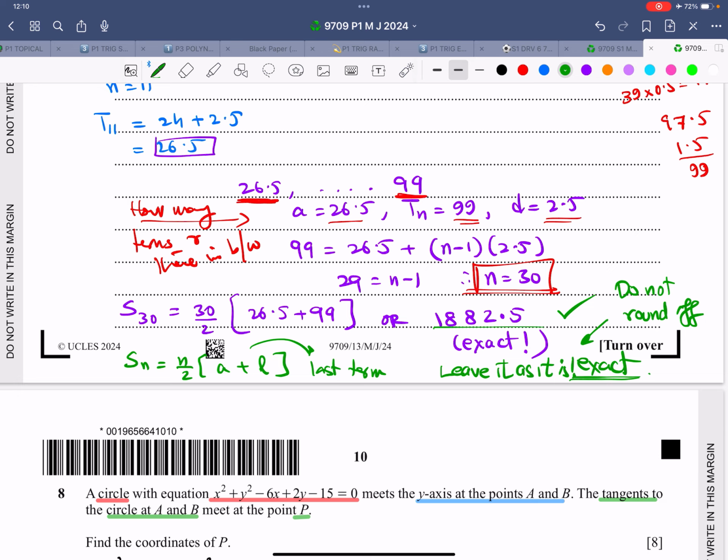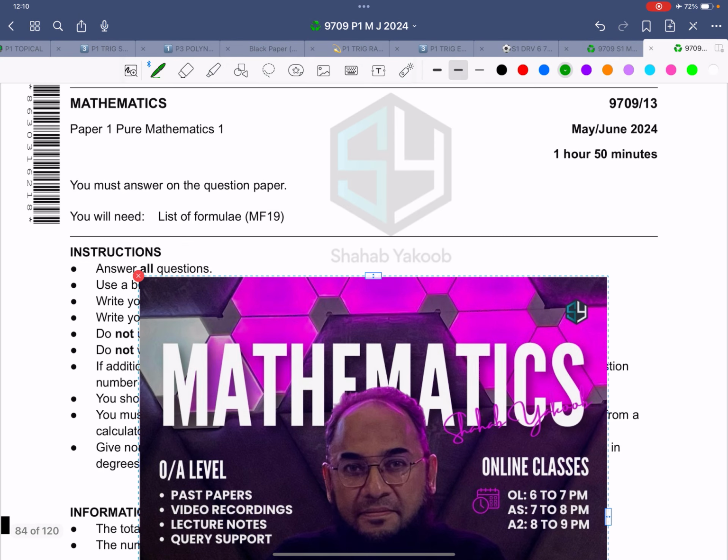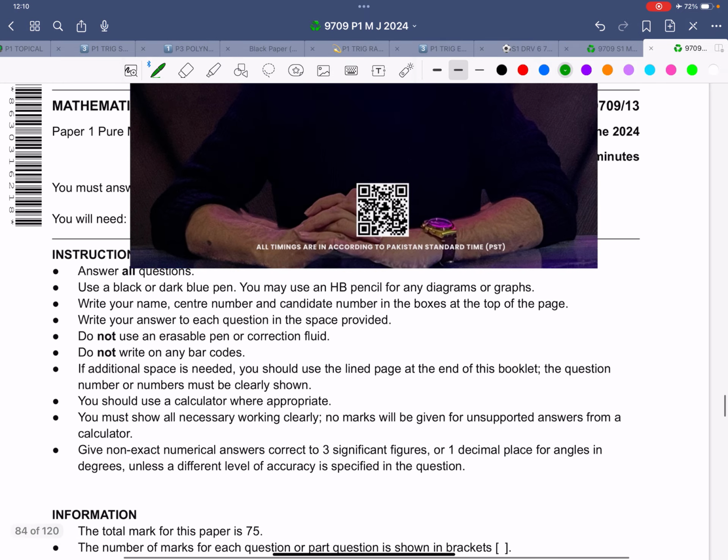Now let me just read out to you something at the beginning of the paper, which I think I just mixed up with this thing. That is right over here. It says give non-exact numerical answers correct to 3 SF or 1 DP for angles in degrees unless a different level of accuracy is specified in the question. So now they are asking about non-exact numerical answers. Exact, leave it as it is.